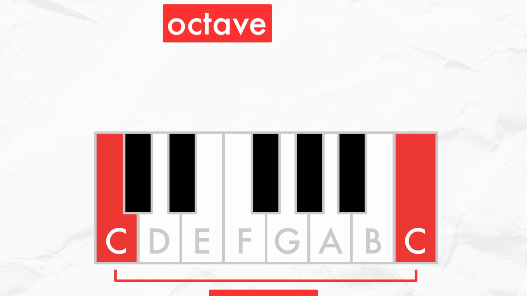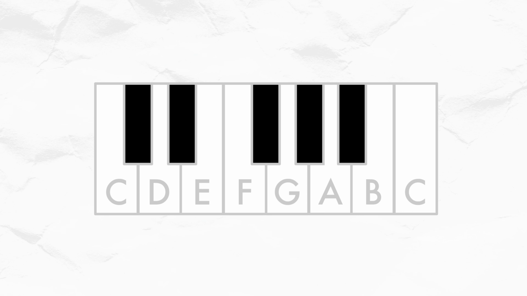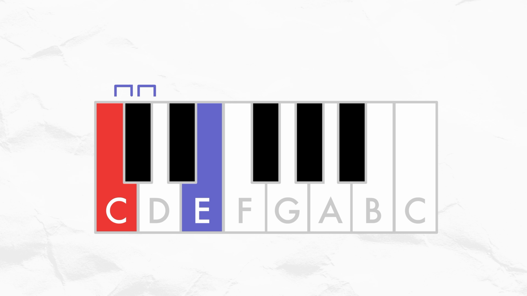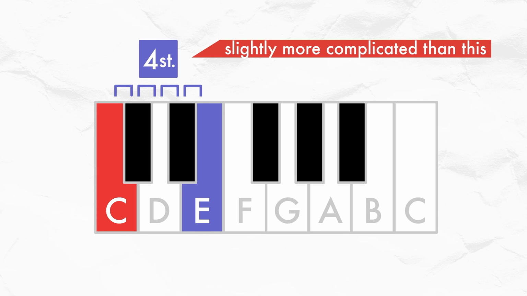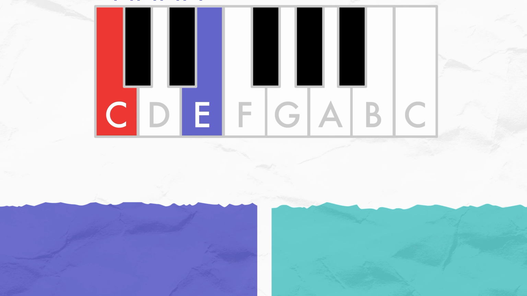In Western music, we've subdivided this distance into 12 equal steps. These steps are called semitones. Now, an easy way to measure the distance between two notes is to count the number of semitones between them. And that's absolutely valid, but intervals are slightly more complicated because they also give us the musical context of that distance. So let's dive in slightly deeper.